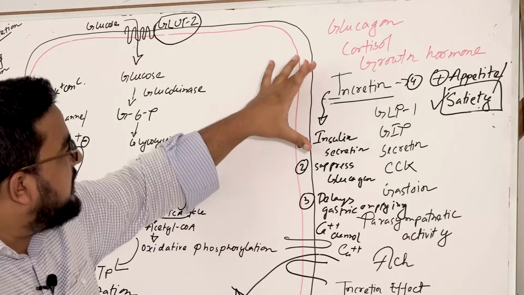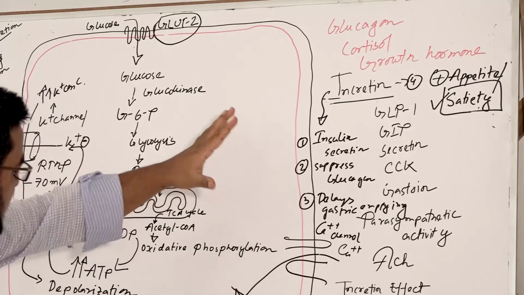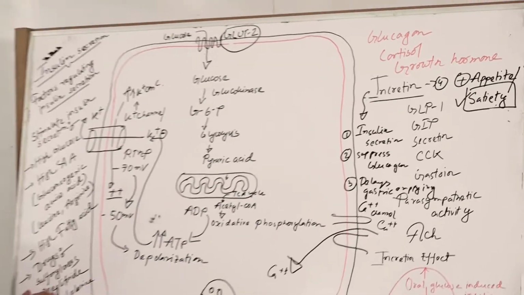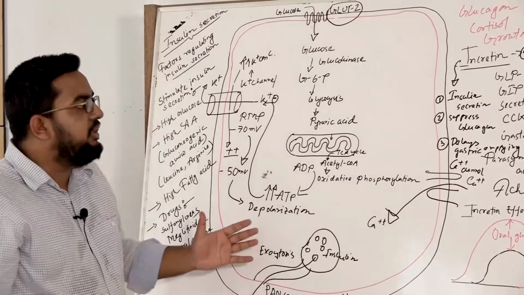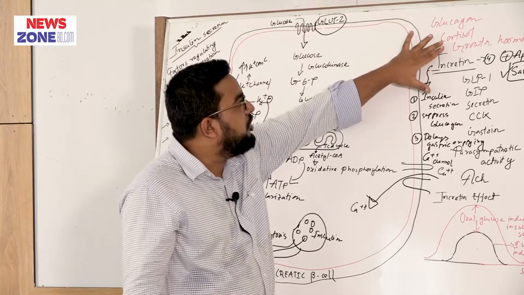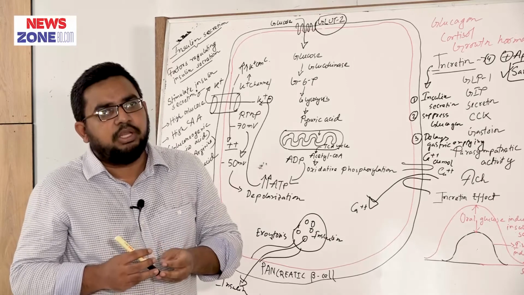So these are the important actions of incretin and incretin mimetics, and these drugs help to secrete insulin. These are the important drugs that stimulate the pancreatic beta cell and release insulin. And there are some hormones, glucagon, cortisol and growth hormone, that also stimulate insulin release.